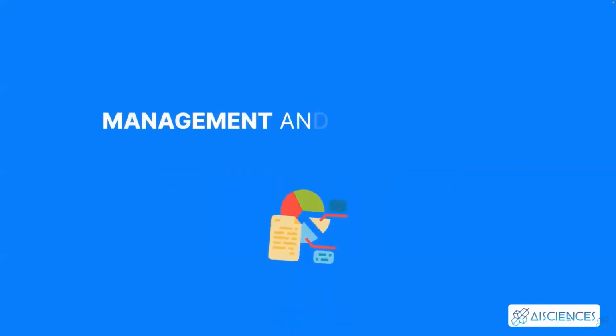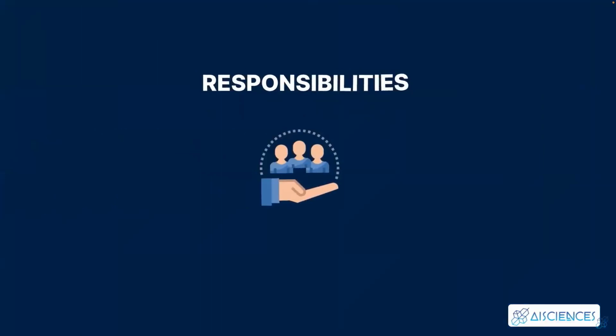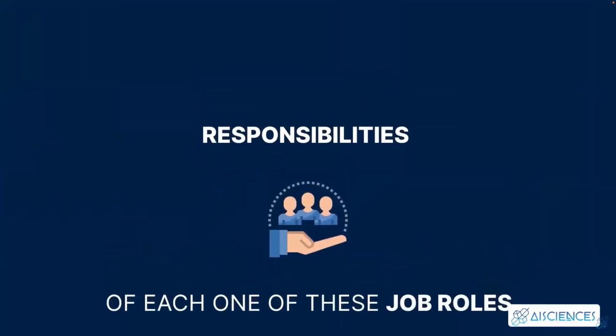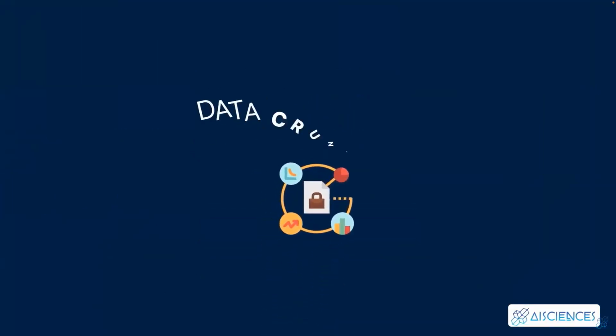There are many other new job titles in data science too, but the common denominator in all these roles is that each one of them calls for the management and manipulation of data in a specific manner. Let's look at the responsibilities of each one of these job roles. Number 1, data scientist. As a data scientist, your primary responsibility is data crunching.